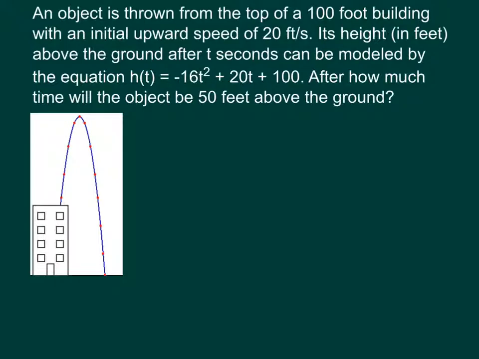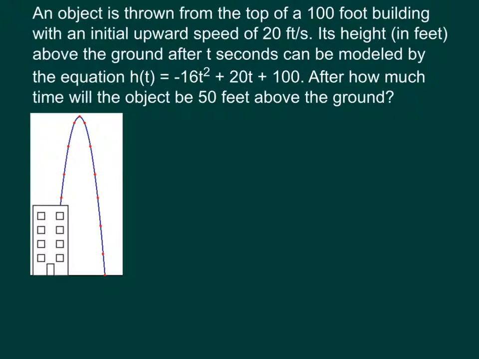All right, let's try to apply the quadratic formula in a real-world context, in something that involves a word problem here. We're going to take an object and throw it from the top of a 100-foot building with an initial upward speed of 20 feet per second. Its height, in feet, above the ground after t seconds can be modeled by the equation h of t equals -16t squared plus 20t plus 100. After how much time will the object be 50 feet above the ground?